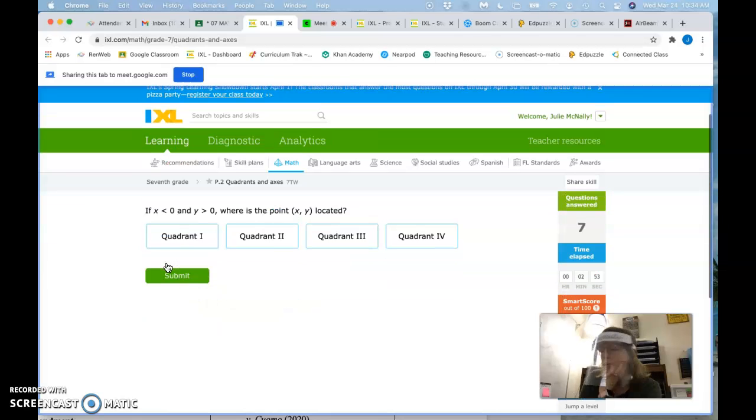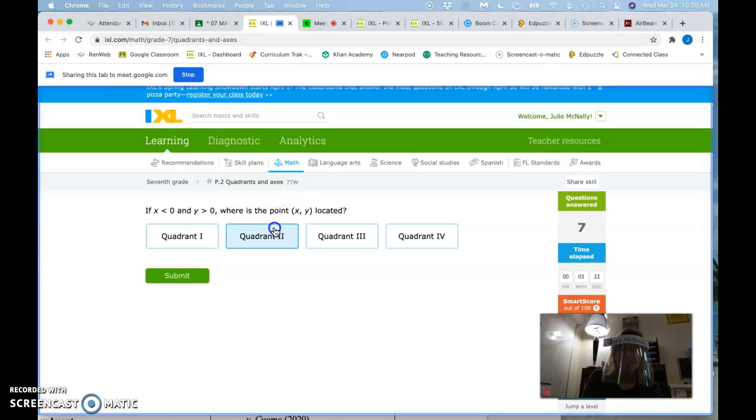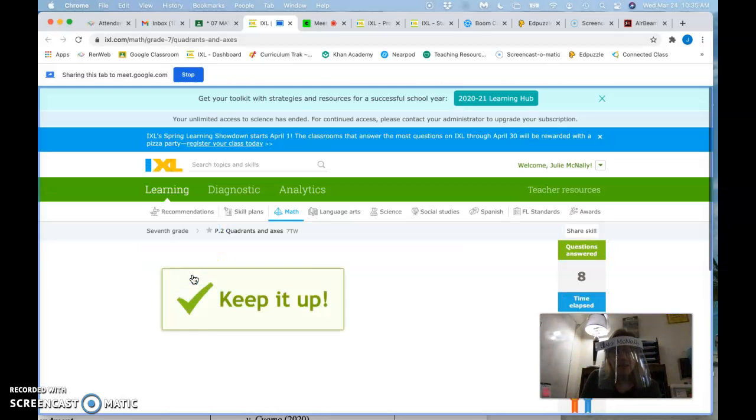Okay, these are very tricky. Did I tell you to go all the way to 100? No, 65. See, you're doing the harder ones, Tiffany. You didn't have to do these in your assignment today. Okay, so this one says x is less than 0. That means I moved left. And y is greater than 0. I moved up. If I move left and up, which quadrant am I in? Quadrant 2. Yes, good. Okay, that's all for today.